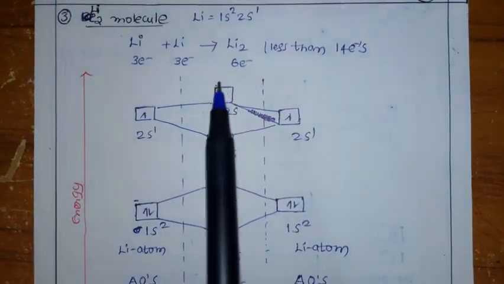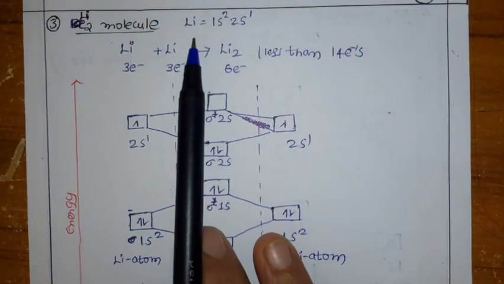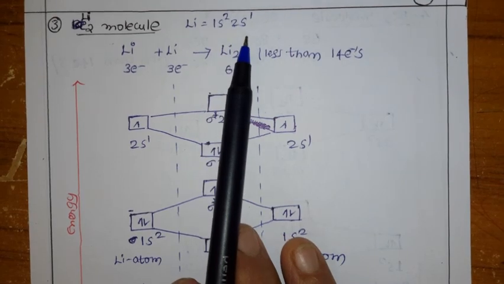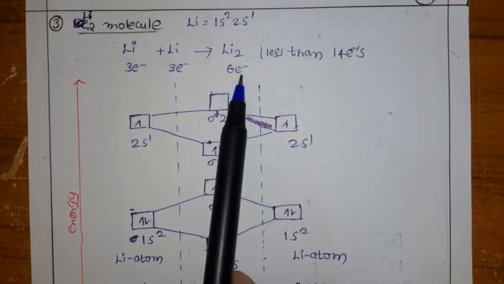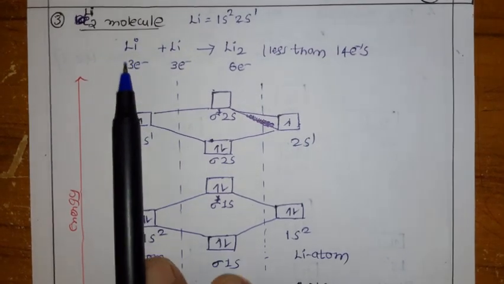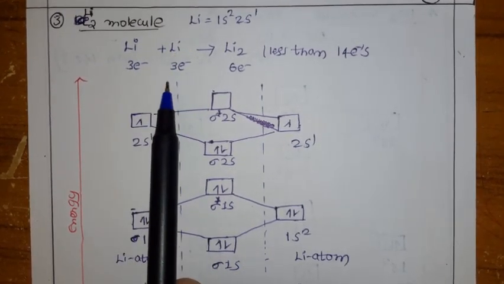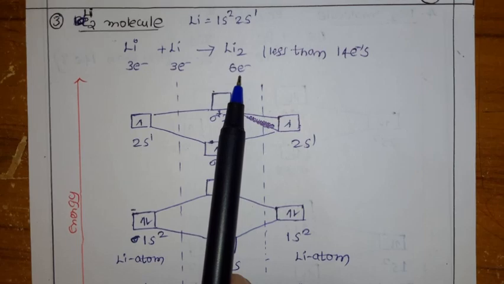Here we have another example based on lithium, the Li2 molecule. Generally, the lithium electronic configuration is 1s2, 2s1. So Li2 means we have a total of 6 electrons, because each lithium consists of 3 electrons, total 6 electrons.